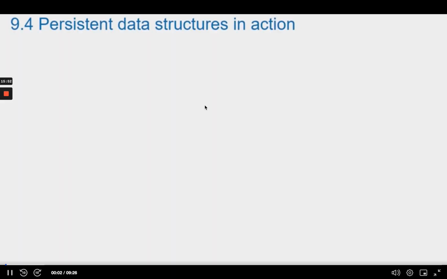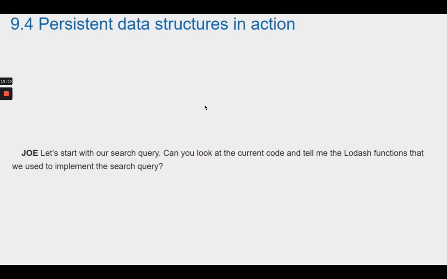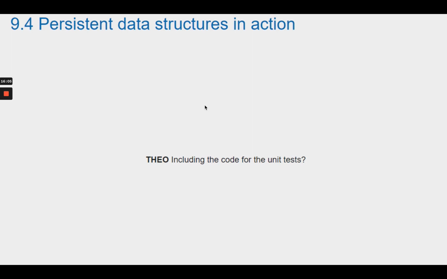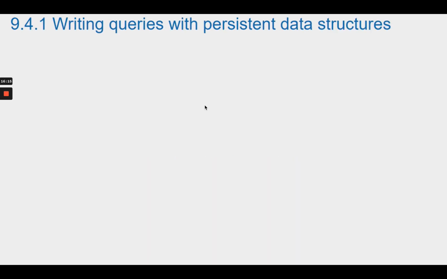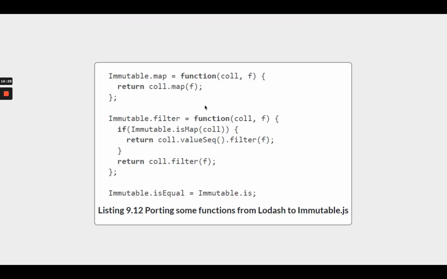Section 9.4. Persistent Data Structures in Action. Joe: Let's start with our search query. Can you look at the current code and tell me the Lodash functions that we used to implement the search query? Theo: Including the code for the unit tests? Joe: Of course. Note: see Chapter 6 for the unit test of the search query. Section 9.4.1. Writing queries with persistent data structures. Theo: The Lodash functions we used were get, map, filter, and isEqual.